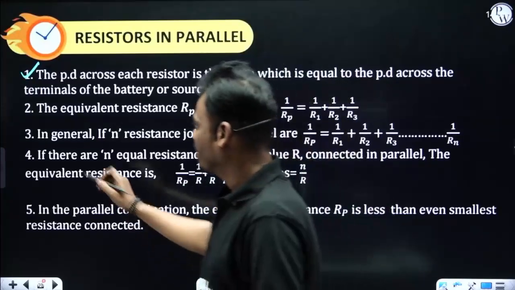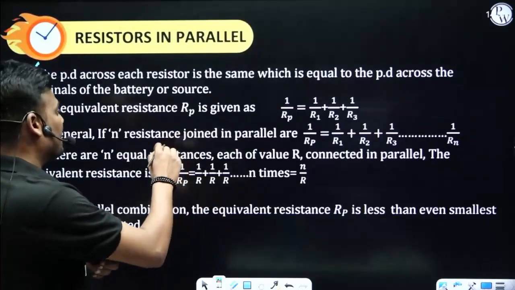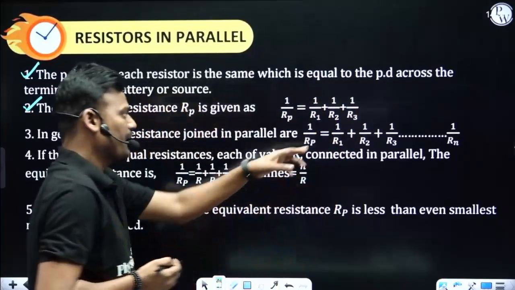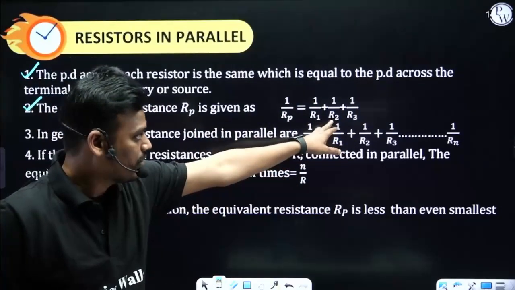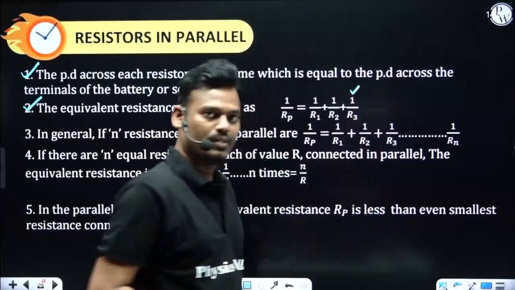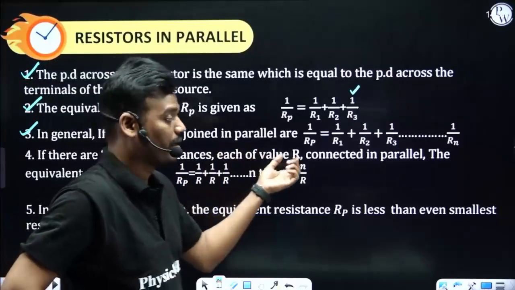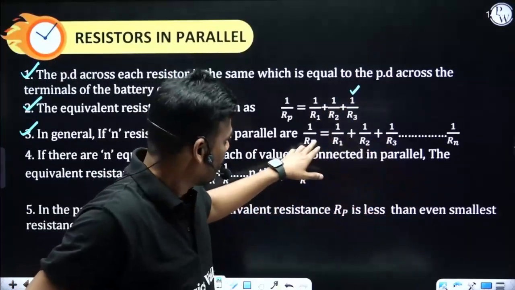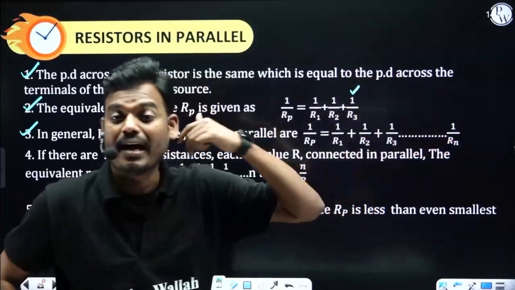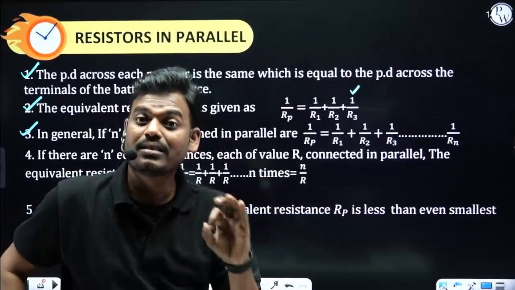Now, next one, the equivalent resistance Rp is given by 1 by Rp is equal to 1 by R1 plus 1 by R2 plus 1 by R3. Here they have used 3 resistors, therefore 1 resistor extra. Okay, now next one. In general, if n resistances are joined in parallel, 1 by R1 plus 1 by R2 plus 1 by R3 and so on up to 1 by Rn. N means n resistors.